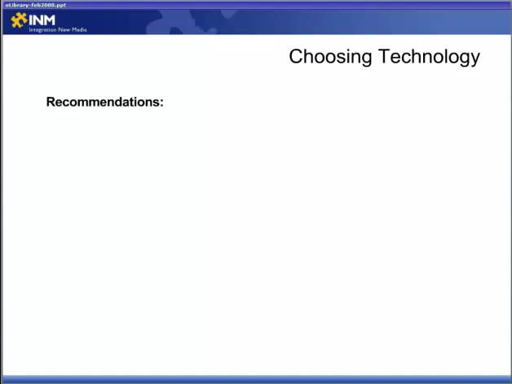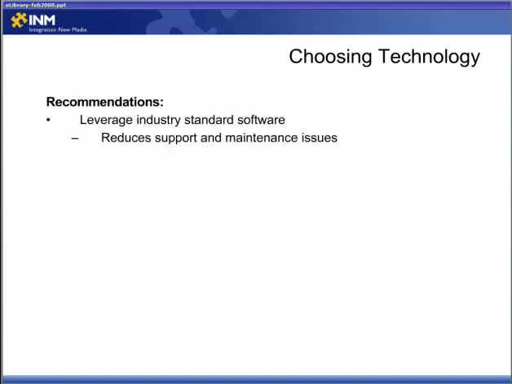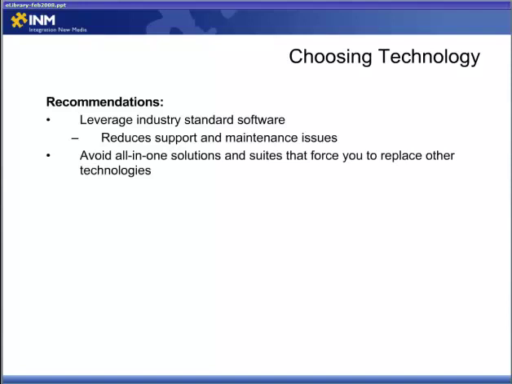Regardless of which technology path you choose, certainly some recommendations. We've talked about using lowest barrier to entry. So looking at industry standard software is really key. So if you are going to use and leverage any components, look at what is standard in the market. This will reduce your support and maintenance issues greatly. And really, we'd recommend that you avoid the all-in-one solutions that force you to take your entire business process offline and replace it with other tools and technology in order to roll out your eLibrary.